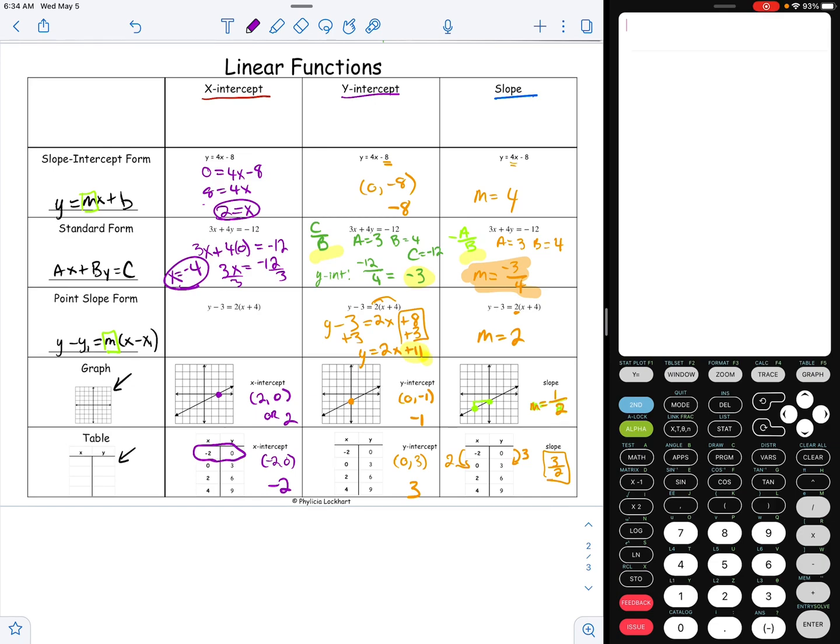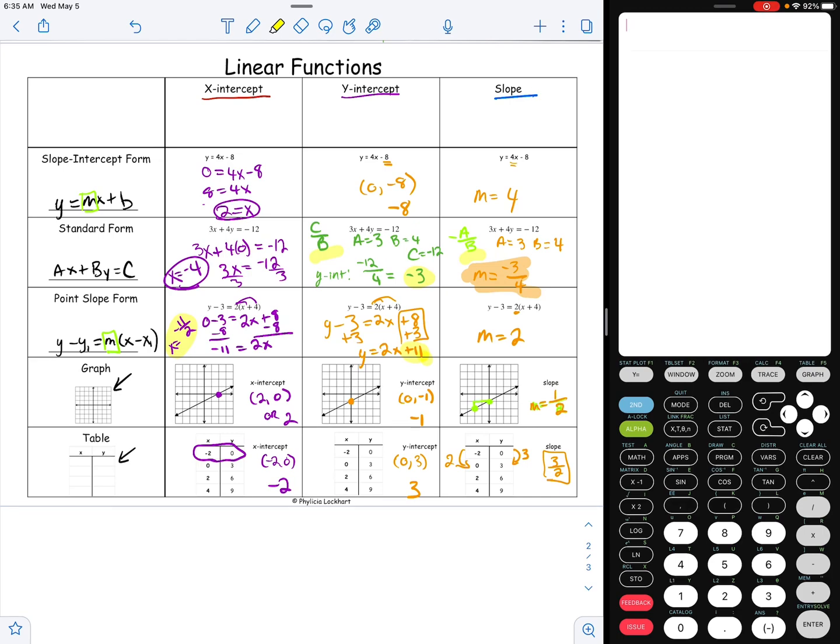Finally, we do the same thing here. We make our y 0. So 0 minus 3 equals 2. If we distribute, this is 2x plus 8, right? And we're going to go ahead and subtract 8 here. And this is negative 11 equals 2x. Divide each side by 2, and we have x is equal to negative 11 over 2. That's also negative 5.5.